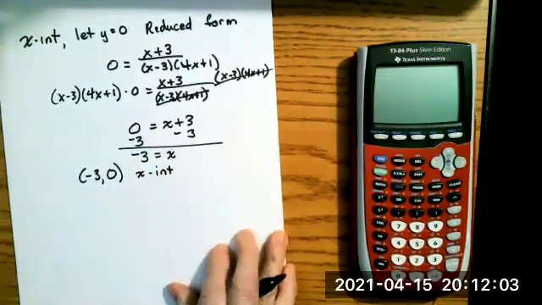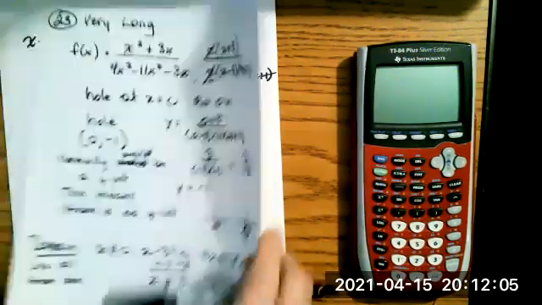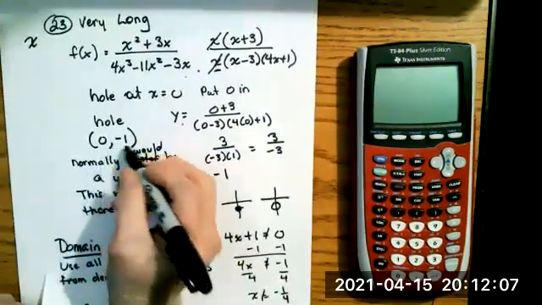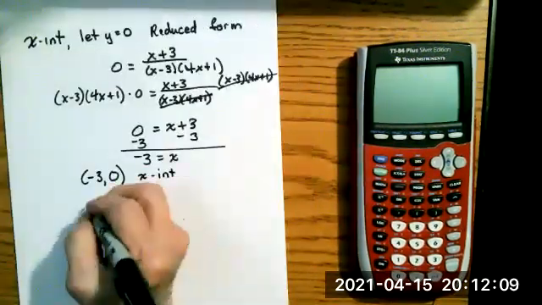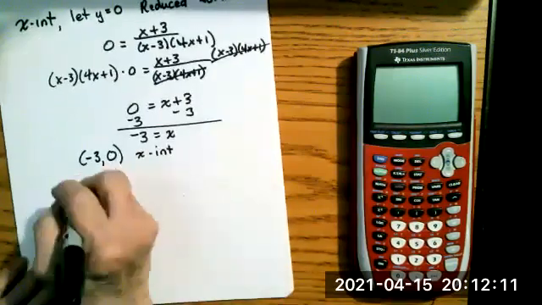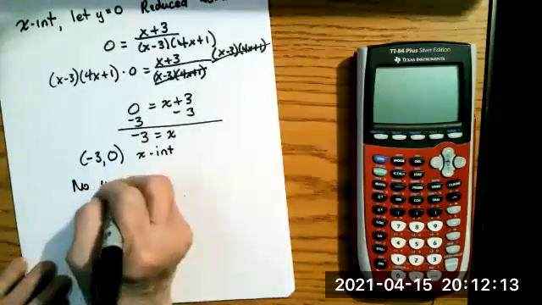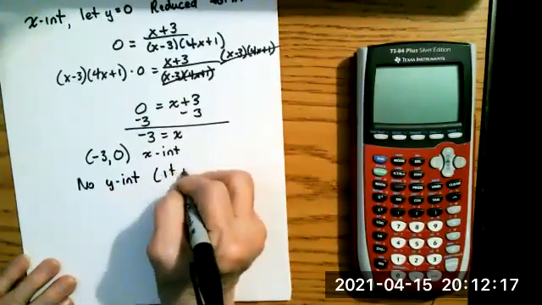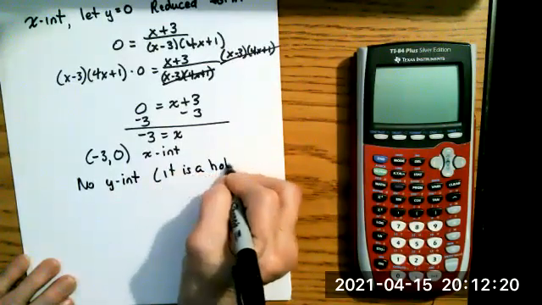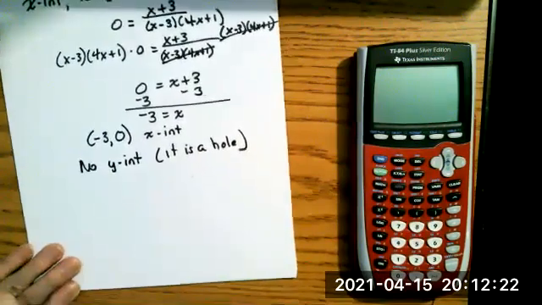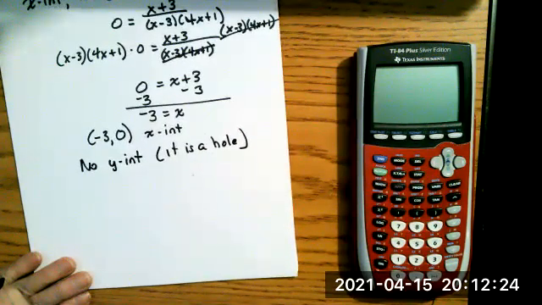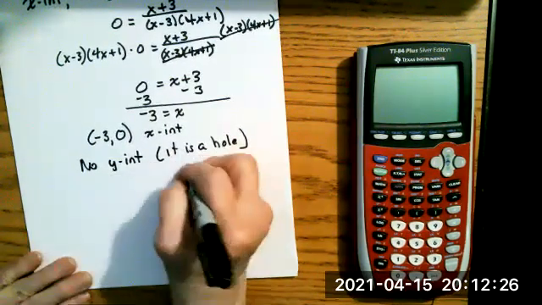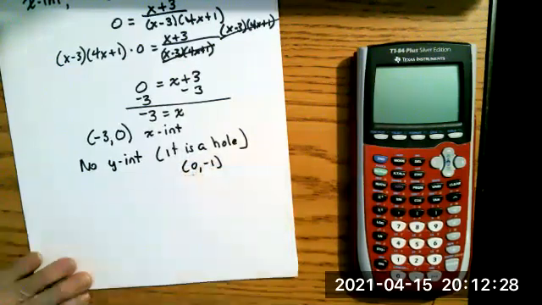Now remember, at 0, -1, we have a hole. So that tells us because there's a hole there, there is no y-intercept. It is a hole. Okay? And that hole was at 0, -1.